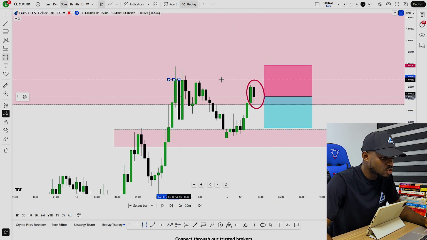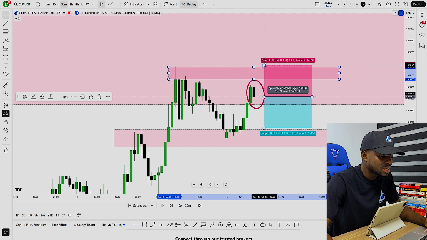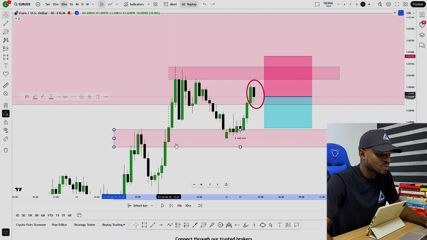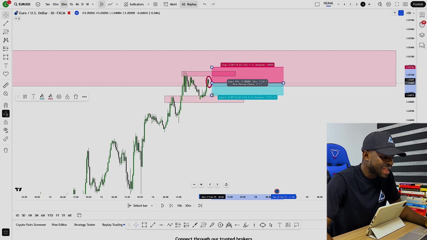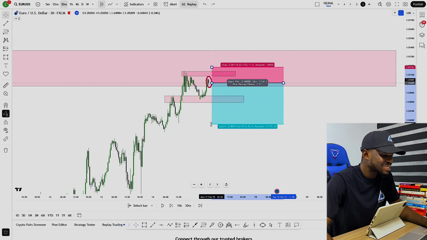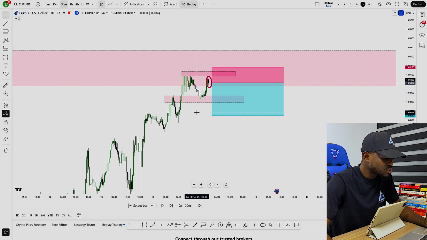Then we position our stop loss above this liquidity here. Then we target twice our risk to reward. It depends on your risk appetite or take profit appetite. But I love to target twice my risk because I use this strategy for only day trading.